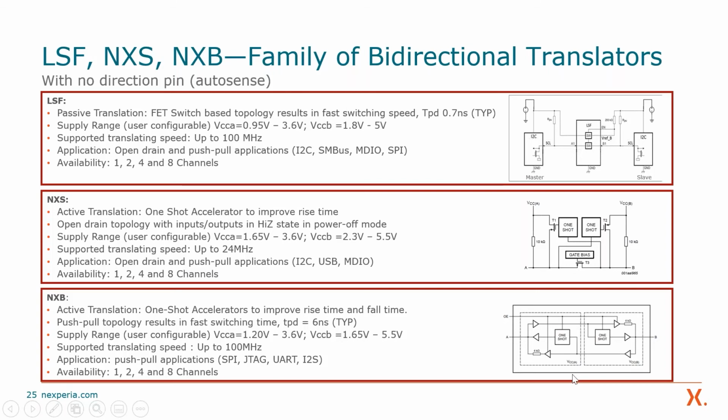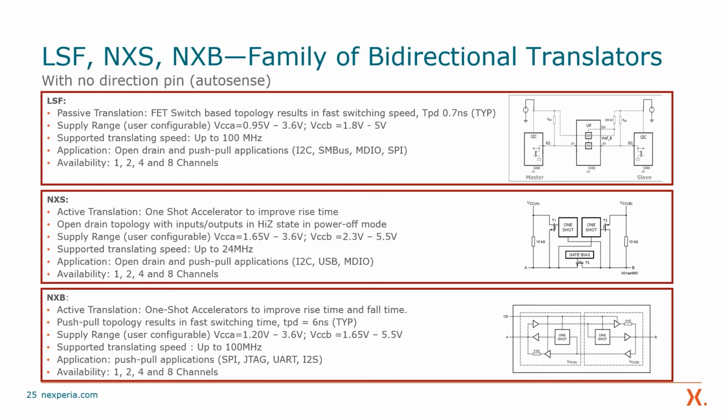As shown here, we have the LSF, NXS, and NXB family of bidirectional translators. And by bidirectional, it means it can communicate in both directions, as shown here, between master and slave, for example. In this case, for an I2C interface. And this particular family does not need a direction pin, so that's why they're called AutoSense. So they can automatically translate on either direction on its own.